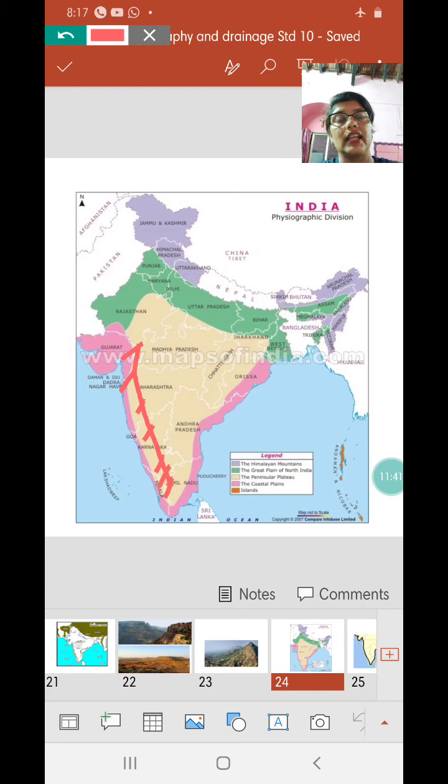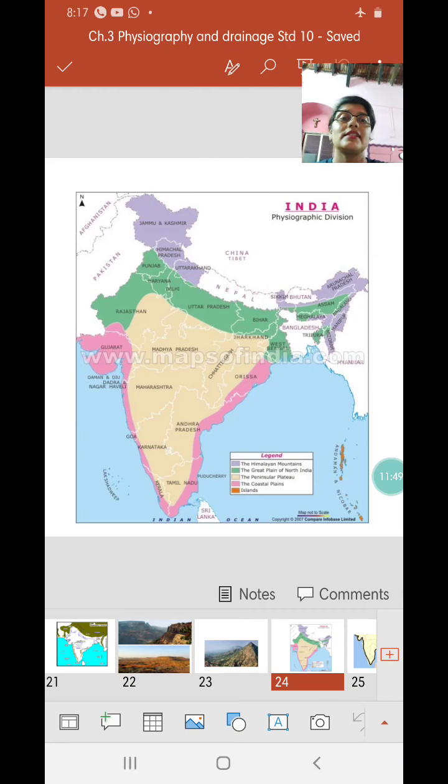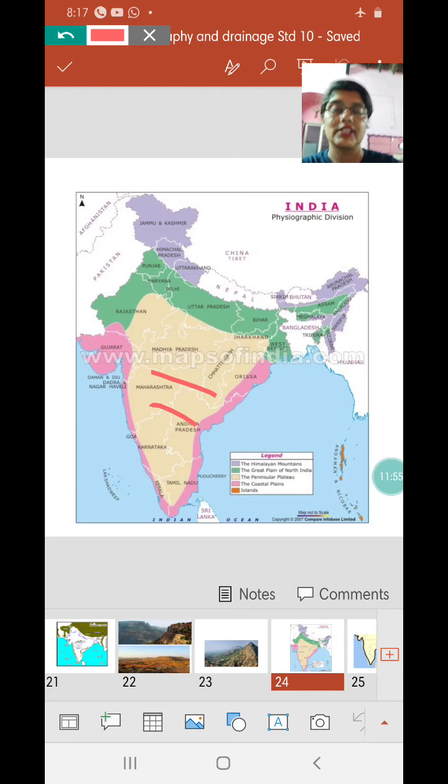They are fertile, but not as broad and fertile as the eastern coastal plain. The eastern coastal plains have more of delta regions. If you remember, there are many rivers. In the next chapter, we'll be studying rivers. So there are many delta regions here. But in the western coastal plain, there are estuaries. For example, the Thane Creek or the Thane estuary.